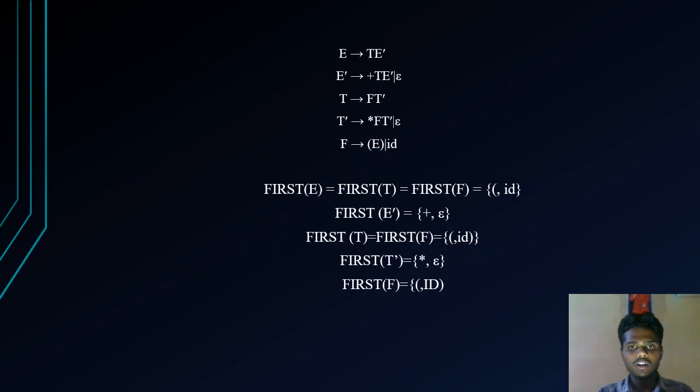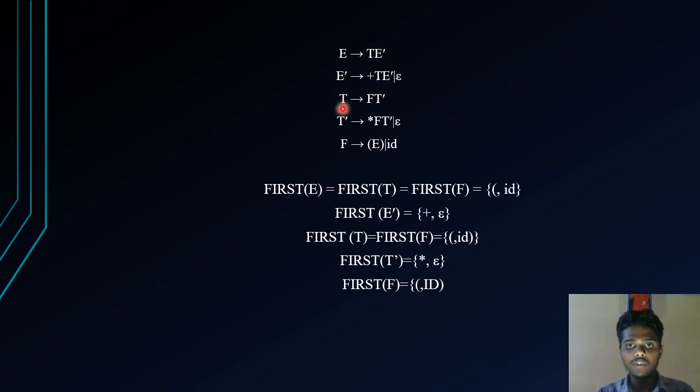Coming to the first, this is the given grammar, so we need to find the first. The first step was to find left recursion, but here we don't find any left recursion, so we move on to step 2. We need to find the first of each non-terminal, that is first of E tends to T E dash, this is the first production. So first of E is first of T, and this is a non-terminal.